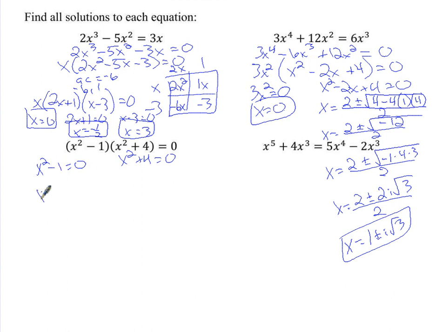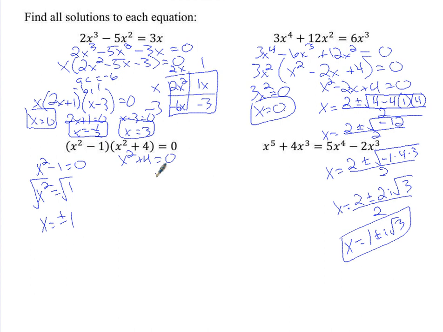I'm going to add 1 to both sides. X squared equals positive 1. And now I'm going to take the square root of both sides and I get x equals what? Well, the square root of 1 is 1, so I get x equals... No. When you take the square root of both sides of an equation, you take plus or minus 1. How many solutions did I just get there? 2.